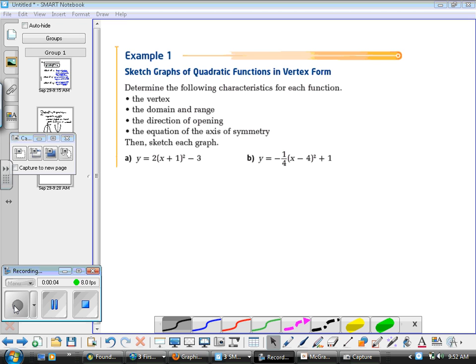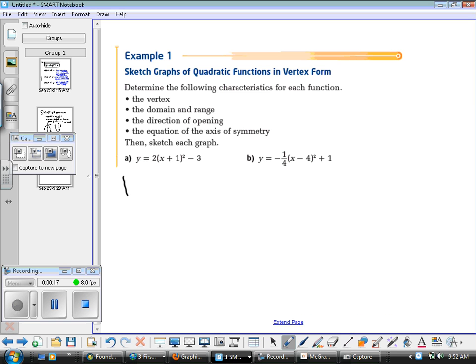Okay, in example 1, we're asked to sketch graphs of quadratic functions in vertex form. So they're in the form y equals a times (x minus p) squared plus q. If you look at question A, x minus p, so x minus negative 1 is what gives you x plus 1. So p is negative 1, q is negative 3, and a is 2.